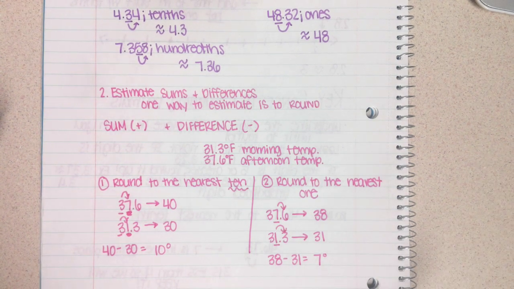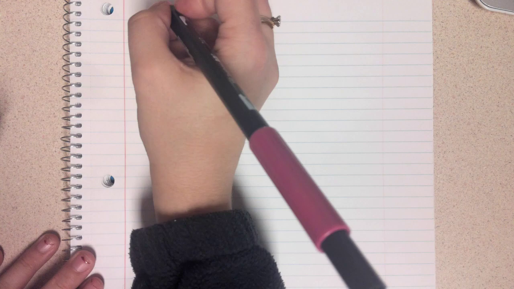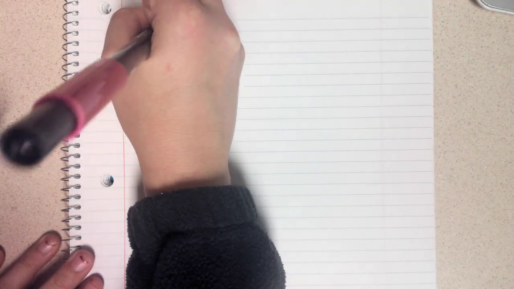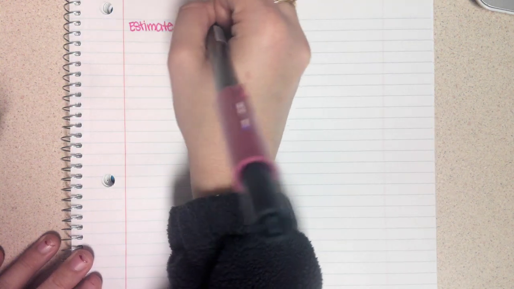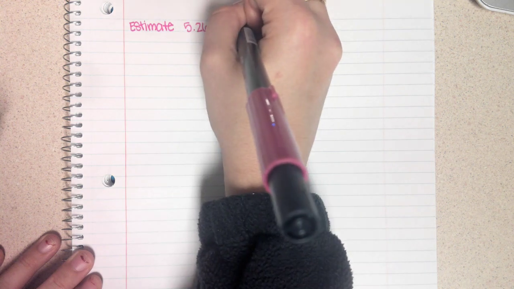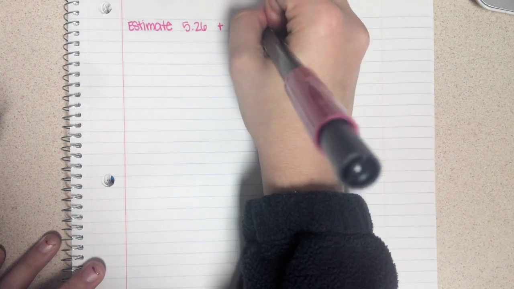Let's go ahead and try another example. So I'm going to go on to this next page. Again, if you need to, pause me, go back if you need to. This is really at your pace. Okay? So now what we're going to go ahead and do is example number 2. So we're going to estimate $5.26 plus 1.93 by rounding to the nearest 1.